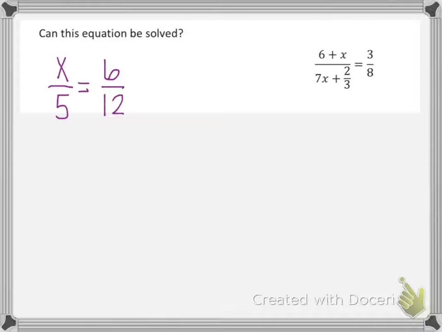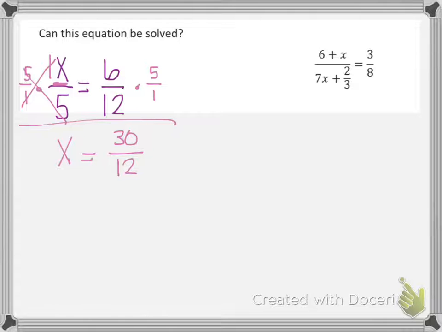Well, look, I'm just trying to isolate that x, right? I'm trying to get that all by itself. So there's a coefficient of 1 in front of that x, so if I multiply by the reciprocal, that would be 5 over 1. And if I do that over here on the other side to balance my equation, I get my 5's to cancel, my 1's will cancel, I get x equals, and then on the right side, 6 times 5 is 30 over 12.